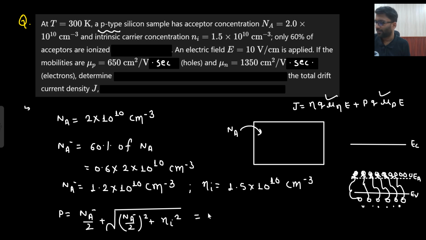Yeah, welcome back. So when I put the values, the answer I am getting is 2.21 into 10 to the power 10 centimeter cube inverse. So this is the number of holes. Again I am writing, the number of holes is 2.21 into 10 to the power 10 centimeter cube inverse. So what will be the number of electrons? That would be Ni square by P. So that value I can put.